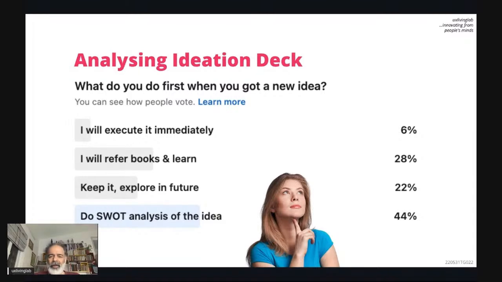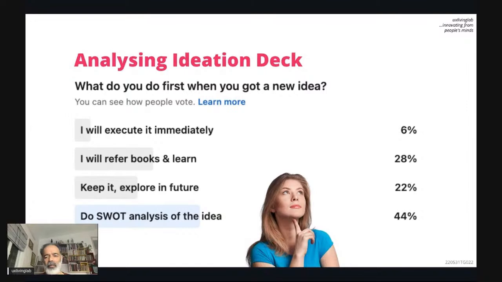Last week itself, I mentioned that people have a lot of ideas. You have already prepared the ideation deck and it recorded that idea. But what do you do first when you get a new idea? There's a very interesting result I got. 6% of people said I will execute immediately. Another 28% said I will refer to books and learn about the idea I have. And 22% said keep it and explore in the future. That's the ideation deck.